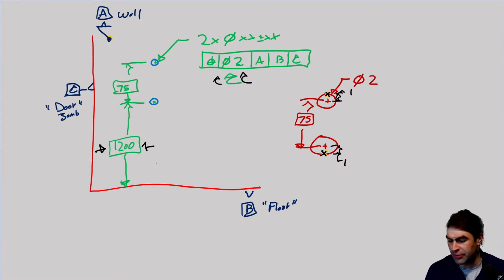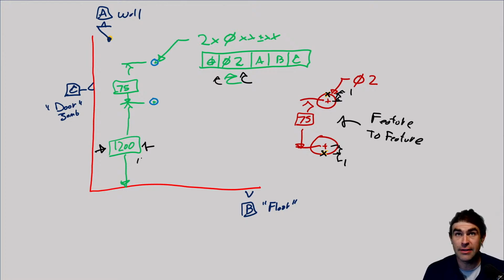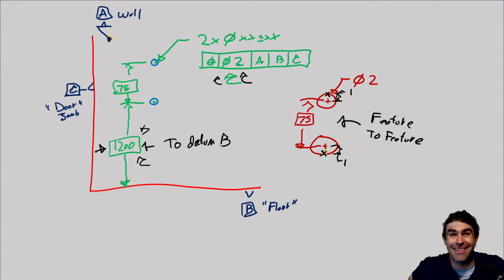So what we want to do is keep this relationship. I'll call this the feature to feature relationship, and kind of release this requirement, right? And this is going to be the requirement to Datum B. We want that to not matter as much.